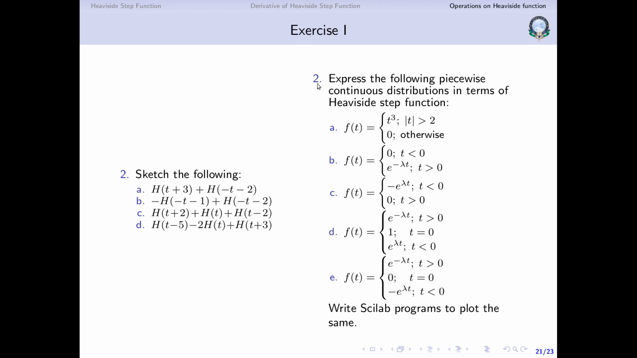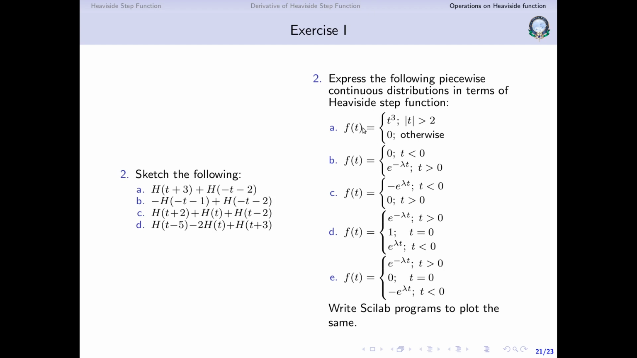I'll correct them in the assignment that I'll provide to you. In the third exercise, you have to express the following piecewise distributions in terms of the Heaviside step function. So that is f of t. It's not a continuous function, it is a piecewise continuous distribution. So f of t for modulus t greater than 2. I'll leave it to you to figure out what this really means. Whenever modulus of t is greater than 2, it takes the value t cube, otherwise it takes the value 0.